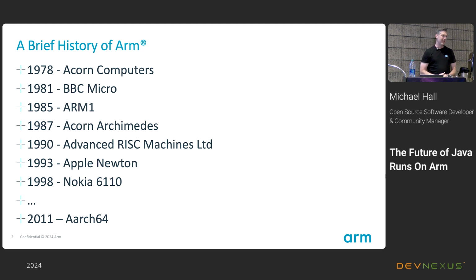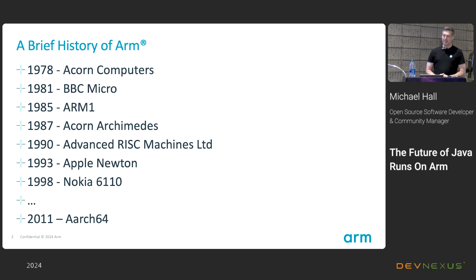And then in 1998, it was included in the Nokia 6110, which was the first GSM cell phone to have an ARM CPU. And ever since then, we have been in just about every cell phone that has been on the market, especially every smartphone, every flagship smartphone from the get-go has had ARM processors in them.